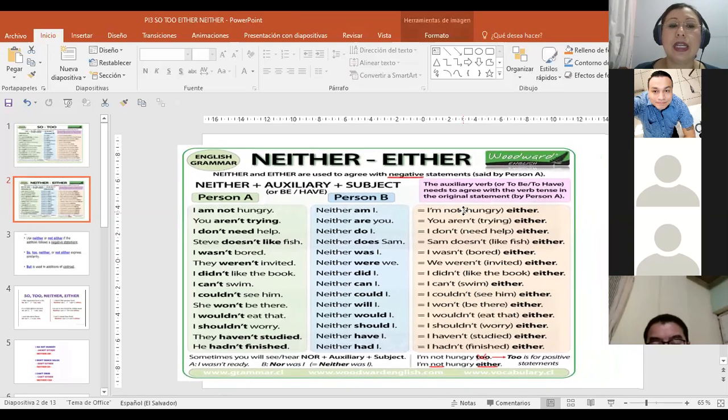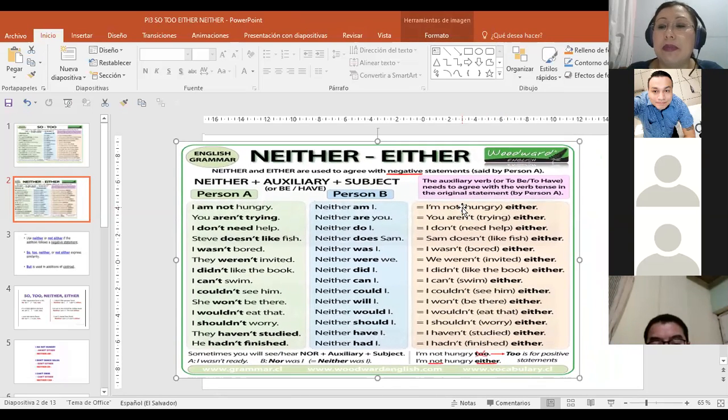Okay, the structure in here is what it's used for, ¿para qué se usa? Neither and either are used to agree with negative statements said by person A, okay? Esto es para decir que estamos de acuerdo, pero con una oración negativa, con una negación que ya una persona A, ¿verdad?, dijo inicialmente. And here, the structure is neither plus the auxiliary verb or helping verb that can be or have, plus the subject.